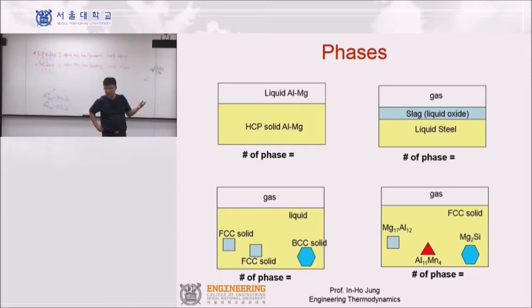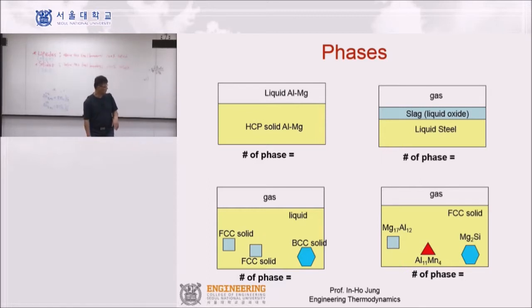One, two, three phases, yeah? We have gas phase, slag phase, and then liquid steel phase. Three phases. And now, let's go to the third, getting more complex. Third one. How many phases do we have?